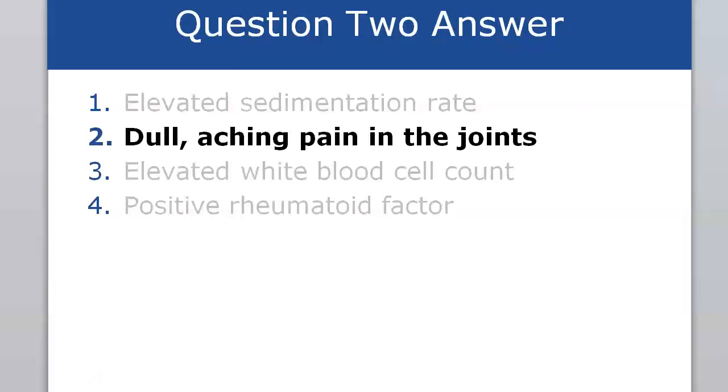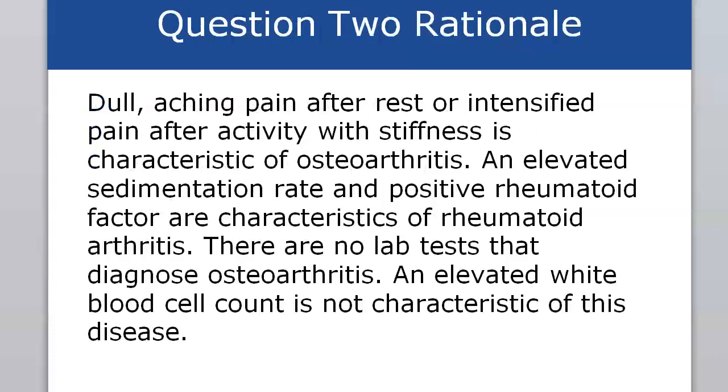So let's read the rationale behind that. A dull, aching pain after rest or intensified pain after activity with stiffness is definitely a characteristic of osteoarthritis. An elevated sedimentation rate and positive rheumatoid factor are characteristics of rheumatoid arthritis. There are no lab tests that diagnose osteoarthritis. An elevated white blood count is not characteristic of this disease. All right.